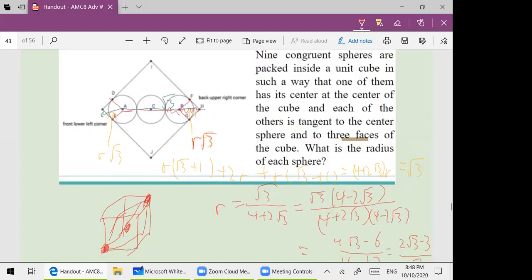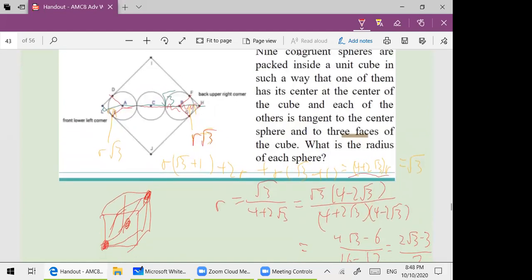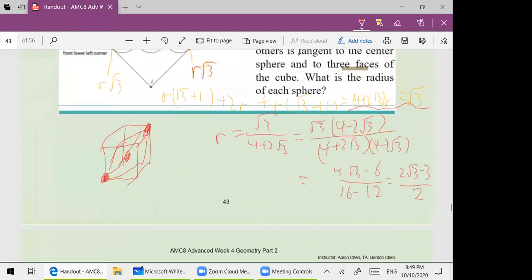So then you get that (4 plus 2 root 3) r equals root 3, because a space diagonal of a cube is always s root 3, where s is a side length, and you're given that it's a unit cube. So then you get that r equals the square root of 3 divided by (4 plus 2 root 3), and you can clear out the denominator to eventually get (2 root 3 minus 3) over 2.